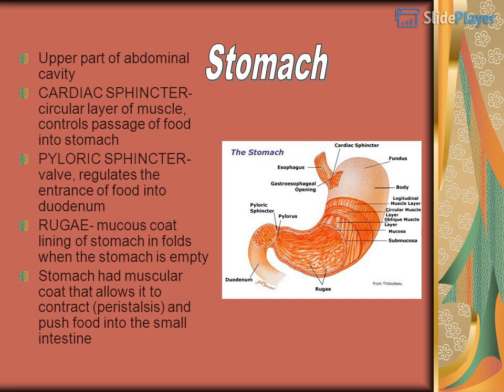Cardiac sphincter: circular layer of muscle, controls passage of food into the stomach. Pyloric sphincter valve regulates the entrance of food into the duodenum. The rugae, the mucous coat lining of the stomach, enfold when the stomach is empty. The stomach has a muscular coat that allows it to contract, peristalsis, and push food into the small intestine.